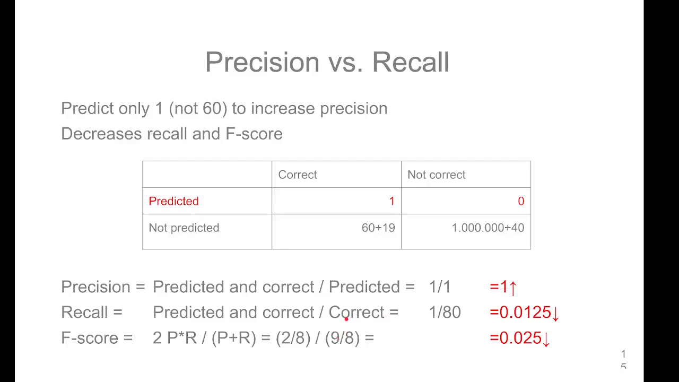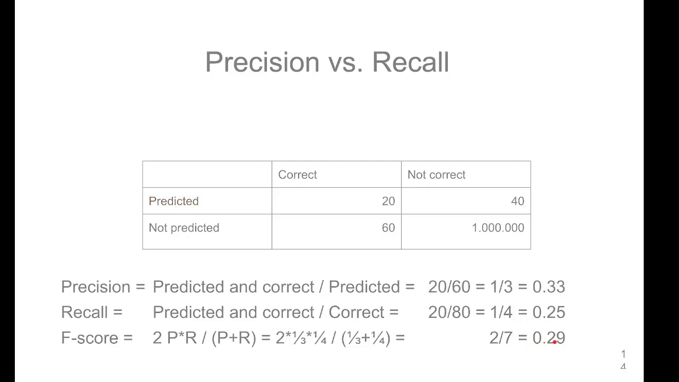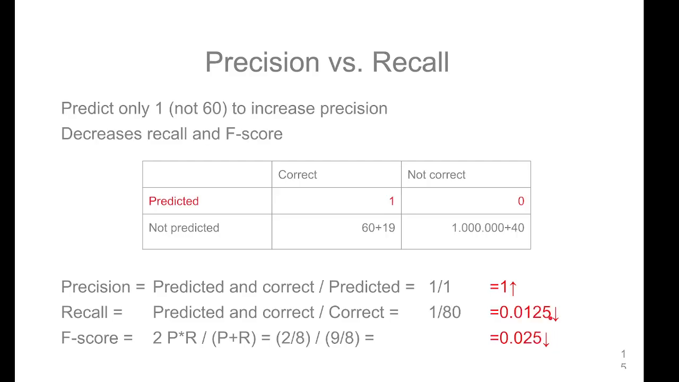However, look at what we've done to the recall. So the recall is now 1 true positive divided by 80 positives that were overall in the database, so 60 plus 19 plus 1, and voila, the recall is down by an order of magnitude to 0.0125. And that means that also the F-score is down to 0.025. Before, these were 2 orders, or each one order of magnitude better. So while we increased precision, we decreased recall and we decreased the F-score.